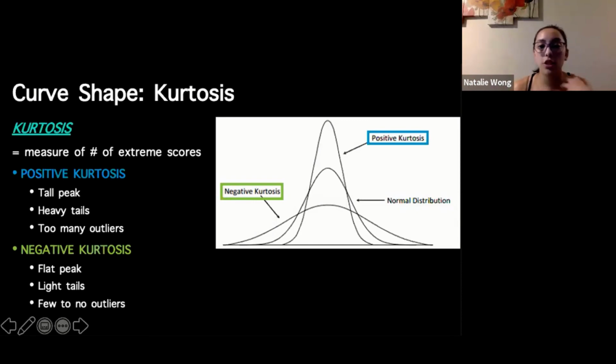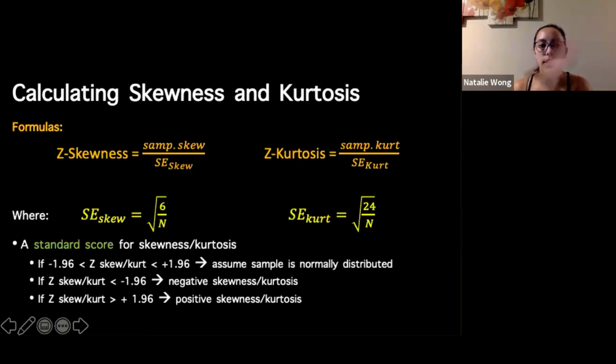Now that's the shape. The way that we evaluate the shape can be in various forms. So one way we can do this is by looking at the z-score of skewness and kurtosis, which we do actual calculation examples of in the activity. So I re-explain all of this there as well.